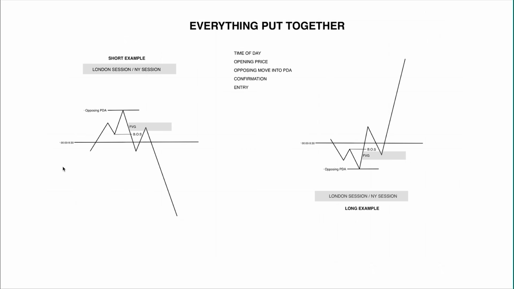Now that we've gone over every component, here's my A+ ICT entry checklist put together, and then after this I'm actually going to show you guys some trade examples so you can see what it looks like in chart format. But before we do that, the entire checklist goes as follows. We need time of day, the opening price, the opposing move into the PD array, the confirmation, and then the entry. And here's a short example.